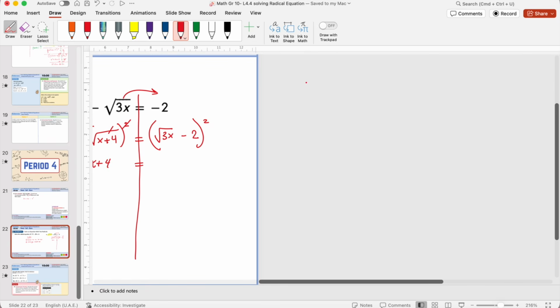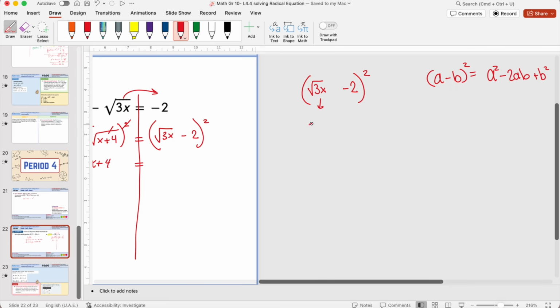So you're gonna have to simplify this: 3x minus 2 squared. How do we simplify it? Honestly, use this property: a minus b squared equals first term squared minus 2 first second plus second squared. So let's do the same.